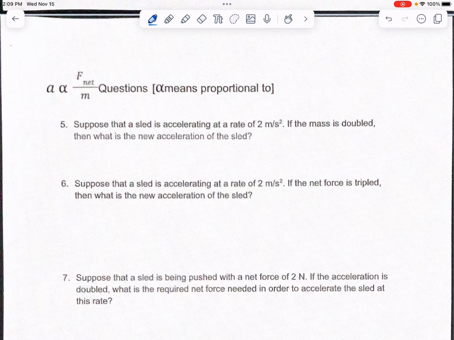All right, this video is going to go over pages 17 through 19. So we're going to do some more calculation practice on this one. This page is purely relationship stuff, so there's not really calculations. It's if you increase one, how it will affect the other.